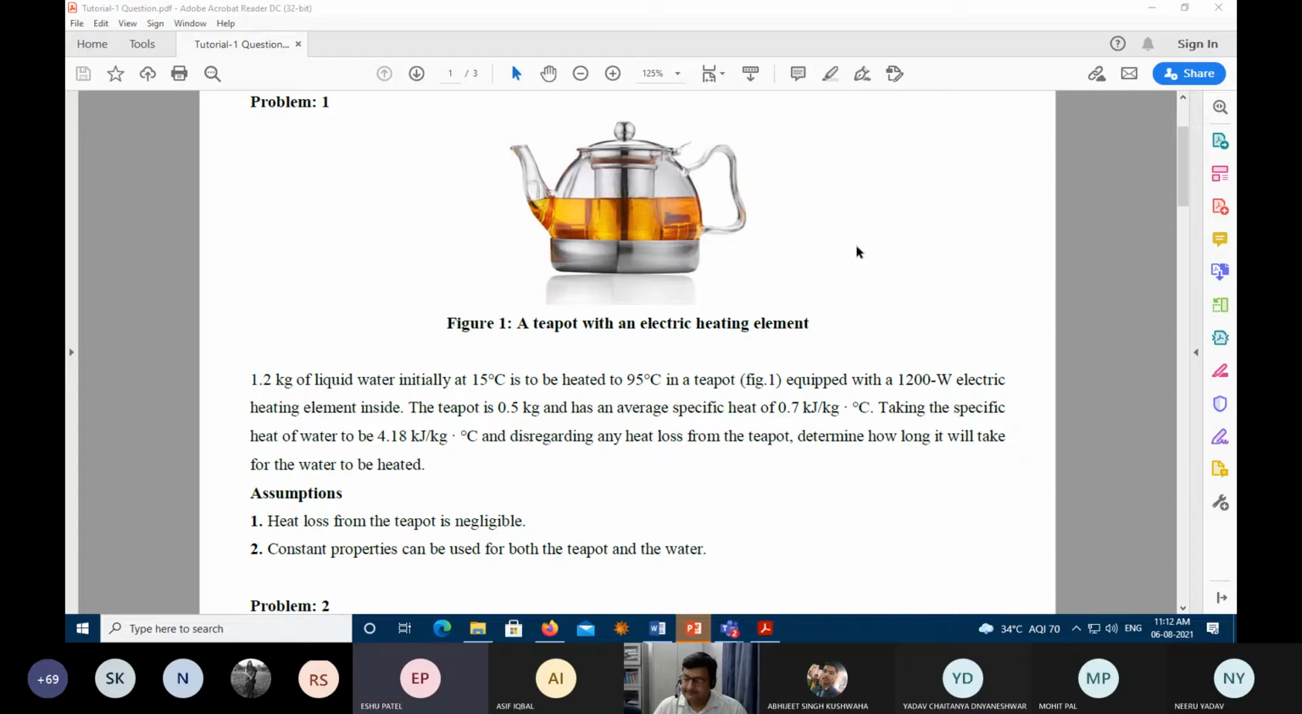Yes. So that is 0.5 into 0.7 into 80. Right. Then we will get the total energy required, and then we have how much the total energy has come. Just a minute. So 429.28. Very good. Then 429.28.